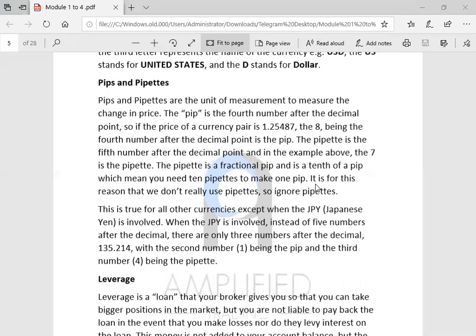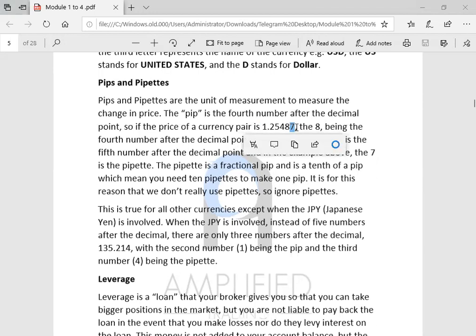Now, a pip and pipette, right? Let's ignore pipette for now. The pip is the fourth number after the decimal. So if you're looking at the price, it is going to be quoted like this. If the price of a currency is 1.25487, the fourth digit is the actual pip. The number 8 is where the pip ends.